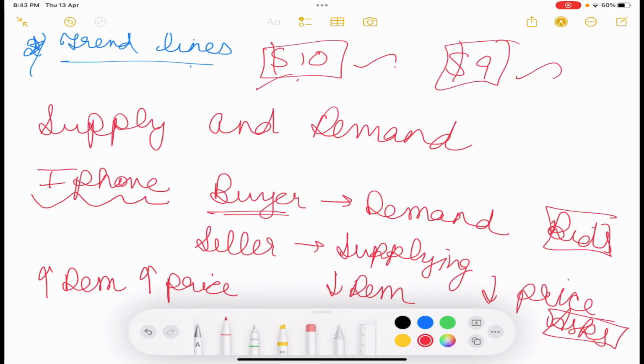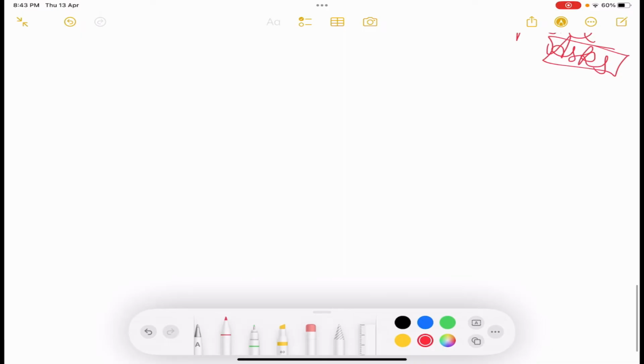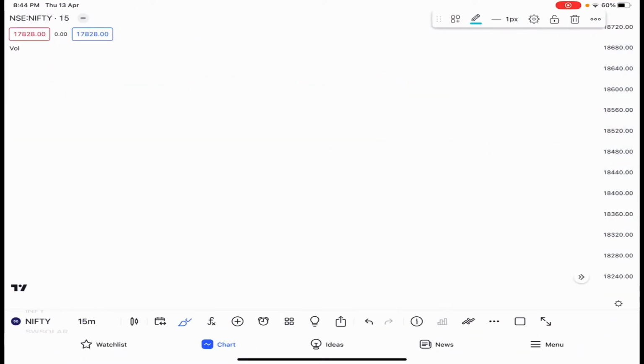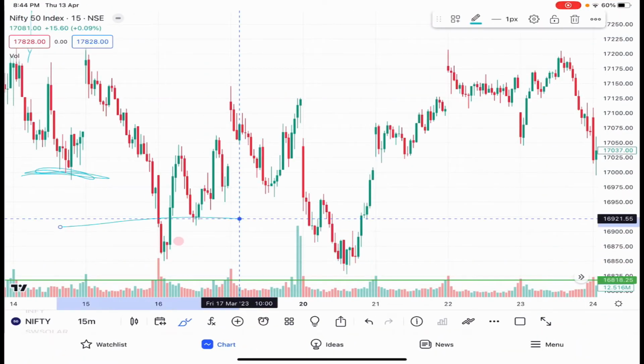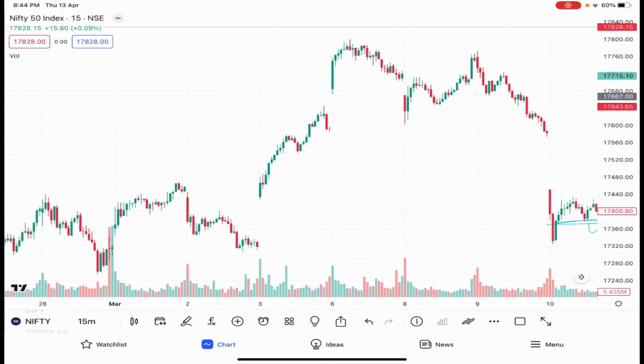The technical analyst believes that it is futile to analyze the components of supply and demand except through the price it creates. So where there are more buyers, there is high demand. Where there are more sellers, there is low demand, right? Let's look at these examples as well. Back to our charts. Okay, now look at this.